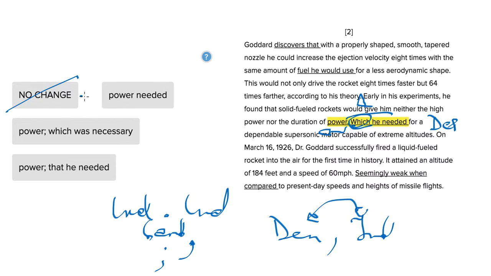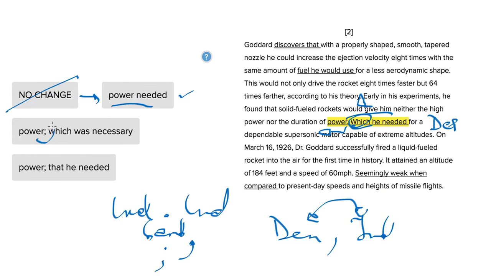So answer choice B here avoids this problem altogether. So neither the high power nor the duration of power needed for a dependable supersonic motor capable of extreme altitudes. This looks fine, actually. Rather than using this which he needed, we just got power needed for a dependable supersonic. It changes maybe the meaning slightly, but it accomplishes the purpose. Let's see if we find something even better.